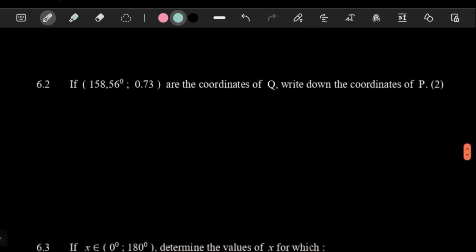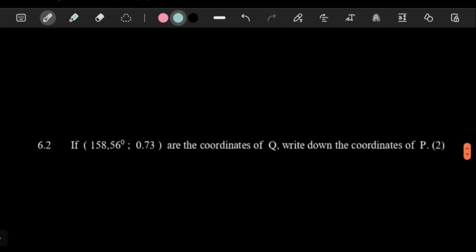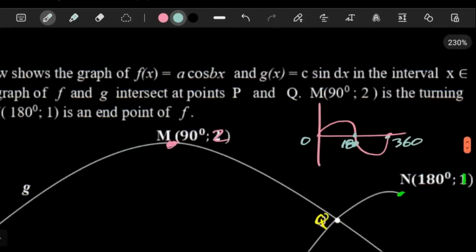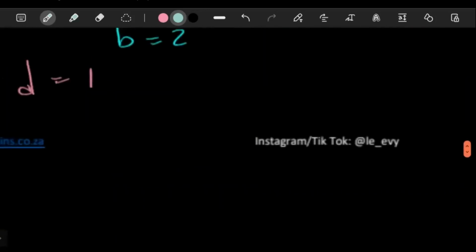We have 6.2. It says if these are the coordinates of Q, write down the coordinates of P for 2 marks. Well, these points would need to be symmetrical to a certain extent. So if this is 158 and 0 point something, it's 158 here, right?